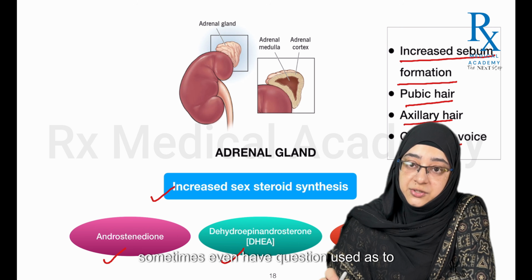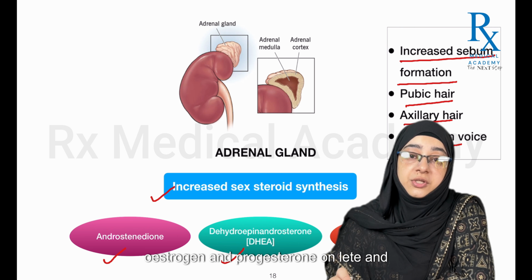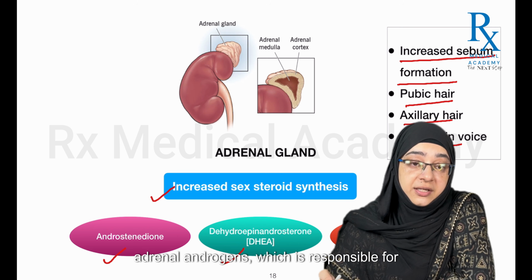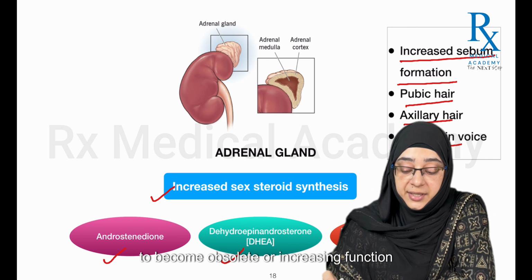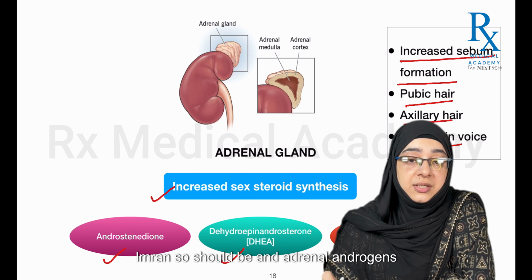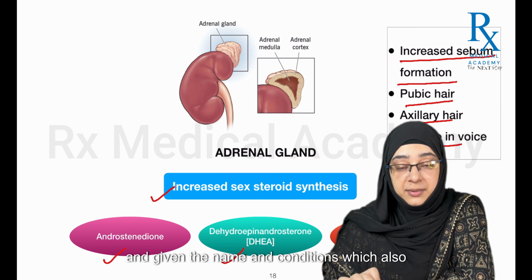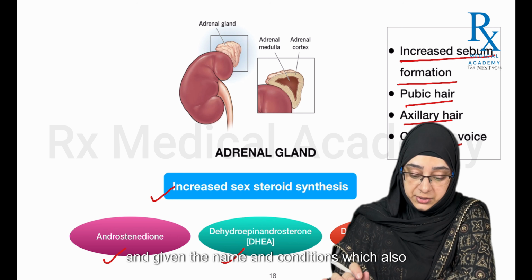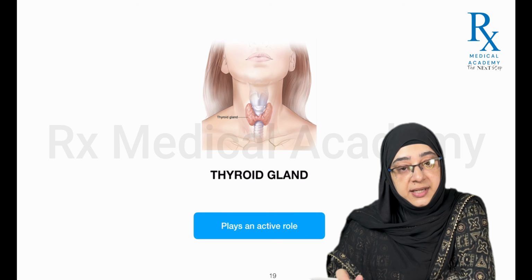Sometimes you can have questions as to whether it is estrogen or progesterone or let's say an adrenal androgen which is responsible for pubic hair or axillary hair or increased sebum formation, and your answer should be an adrenal androgen. And if they've given the name, then these are the three adrenal androgens. Alright. Then we have the thyroid gland, which also plays an active role.